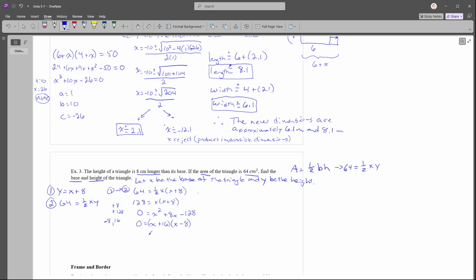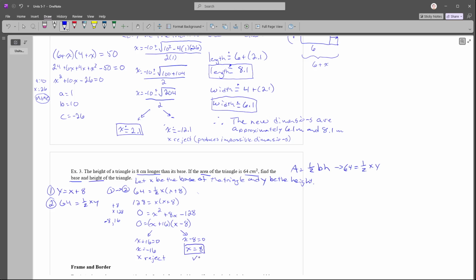Now we do what we've always done. We're going to set each one of these equal to 0. X plus 16 is equal to 0. That means x is equal to negative 16. And on the right-hand side here, we have x minus 8 is equal to 0, which means x is equal to 8. Now, what does x represent in our question here? It represents the base of the triangle. That means immediately this x is equal to negative 16 has to be rejected, because it's telling us the base of our triangle is negative 16, which doesn't make any sense at all. Okay? So that means that our actual base is equal to 8.